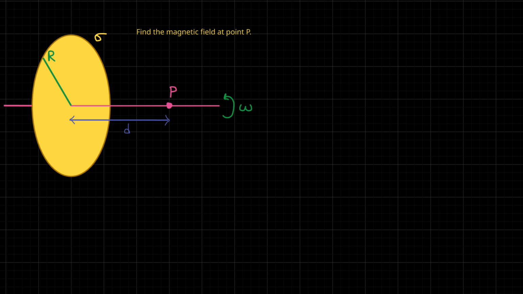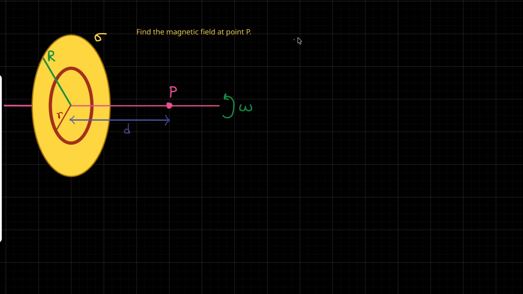To solve this problem, we're going to treat the disk as the combination of infinitely many concentric rings and integrate over those rings to find the magnitude of the magnetic field due to the entire disk. Here's one such ring of radius lowercase r. Now remember, capital R is the radius of the entire disk, but lowercase r is the radius of a single ring, which is a variable. Each ring has a different radius, lowercase r.